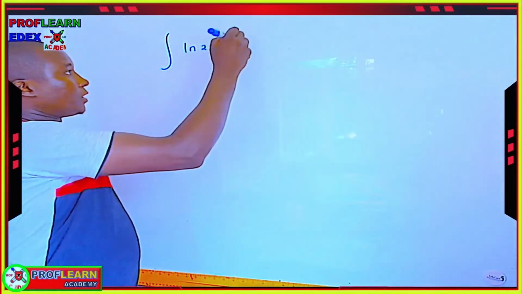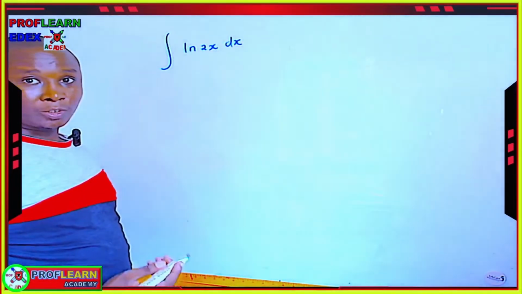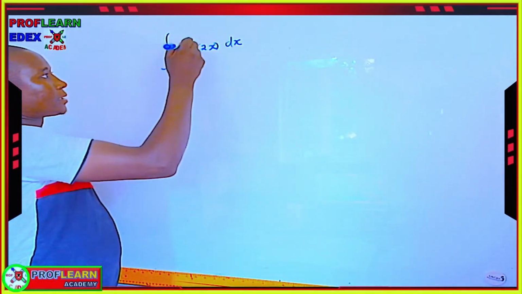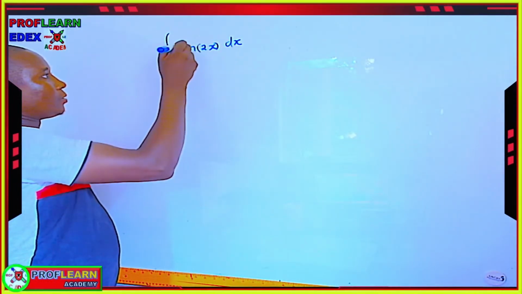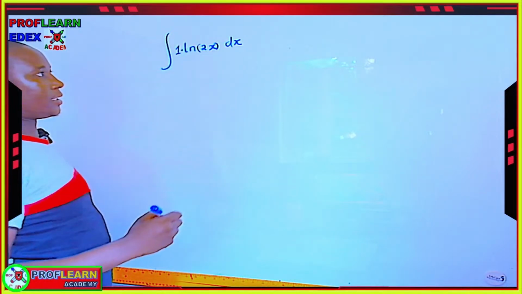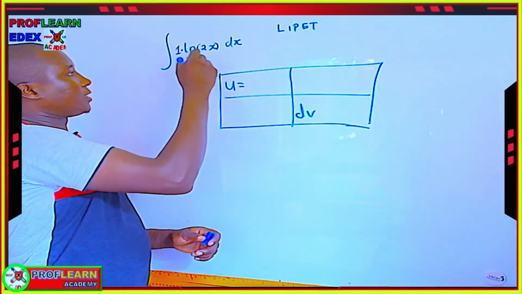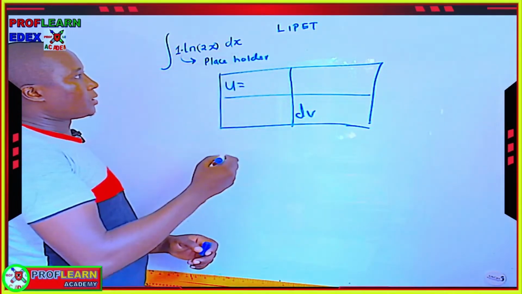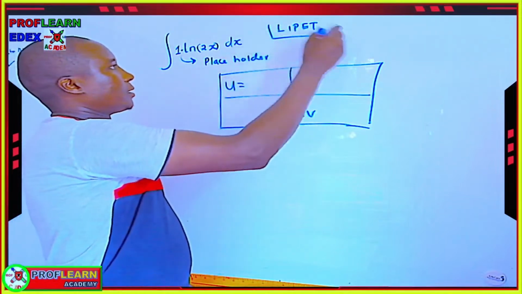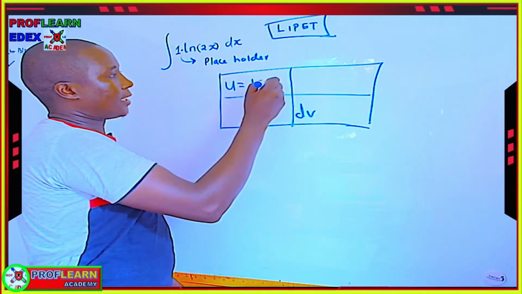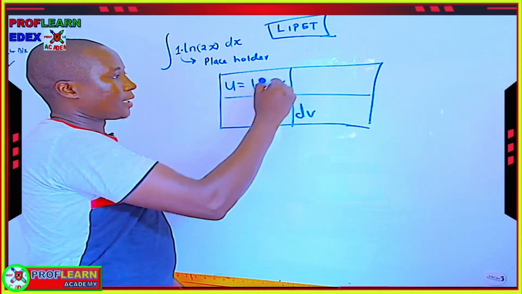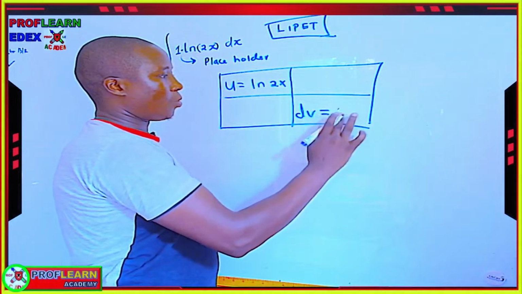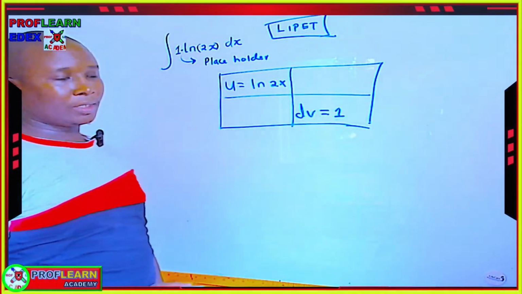Now, in order to perform also this integration, of course, we are going to use integration by parts. It's the integral of ln of 2x dx. But something that you need to remember is that here we have a 1 that is not indicated. The 1 that we're having at this point is just a placeholder. So it means that we are going to take ln of 2x as the value of u, and our dv here is going to be our 1.